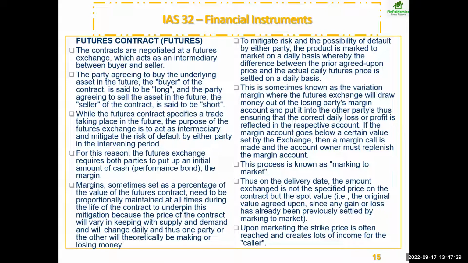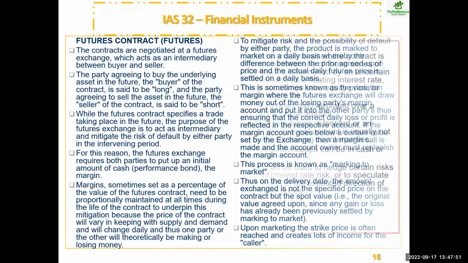Upon the delivery date, the amount exchanged is not the specified price on the contract, but the spot value, that is the original value agreed upon, since any gain or loss has already been previously settled by marking to market. Upon marketing, the strike price is often reached and creates loss of income for the caller.